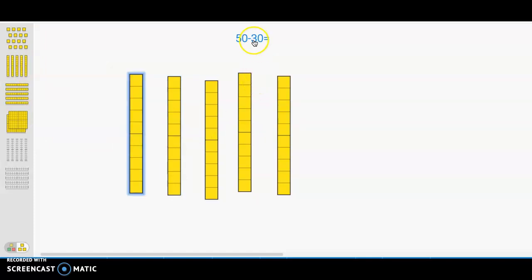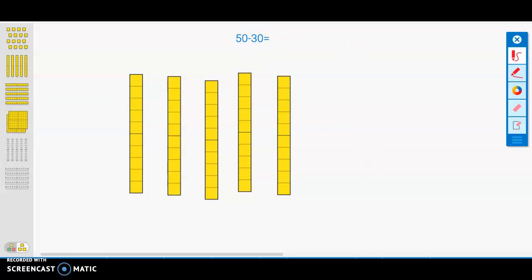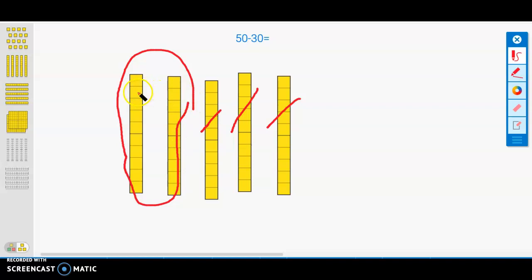Okay, now since we're subtracting, remember, pay attention to that symbol. It means we're taking away 30. And we know 30 has 3 tens. So all we have to do is cross off 3 tens. There's 10, 20, 30. And now, how many tens do we have left will be our answer. And we have 10, 20. So 50 subtract 30 equals 20.